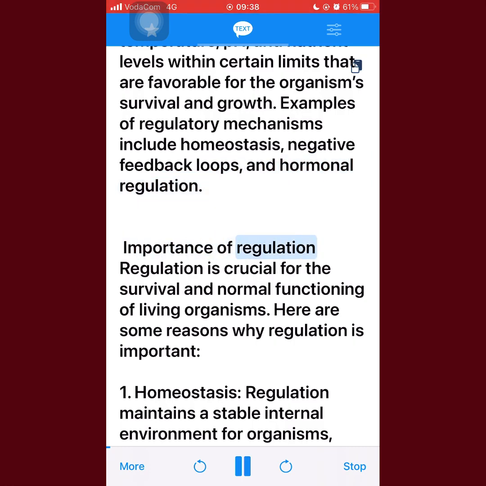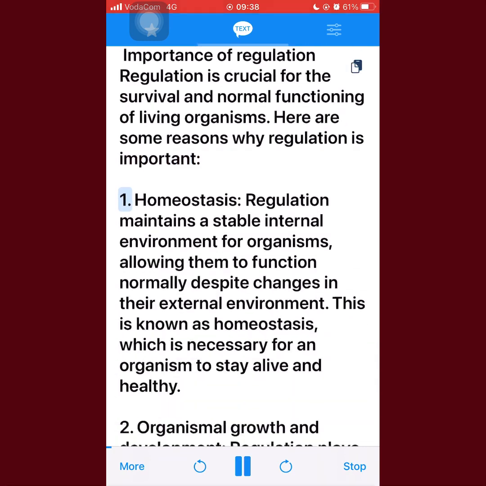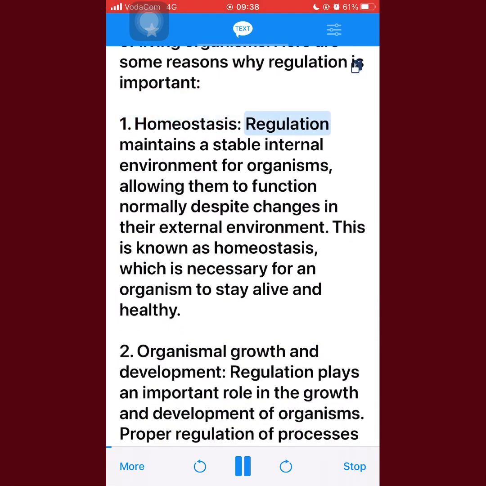Importance of regulation. Regulation is crucial for the survival and normal functioning of living organisms. Here are some reasons why regulation is important. 1. Homeostasis. Regulation maintains a stable internal environment for organisms, allowing them to function normally despite changes in their external environment. This is known as homeostasis, which is necessary for an organism to stay alive and healthy.